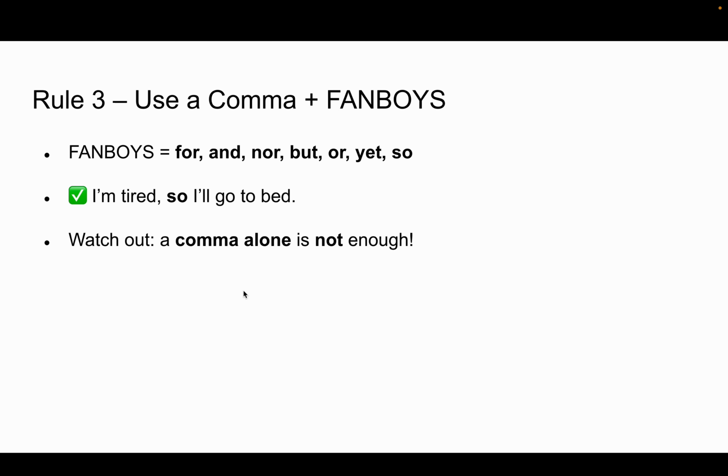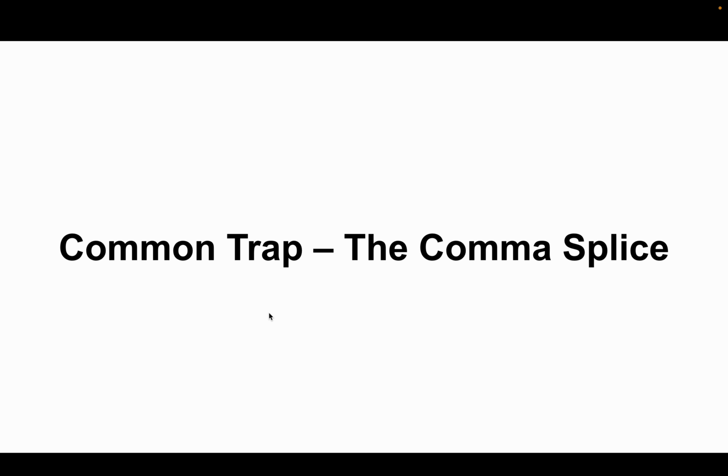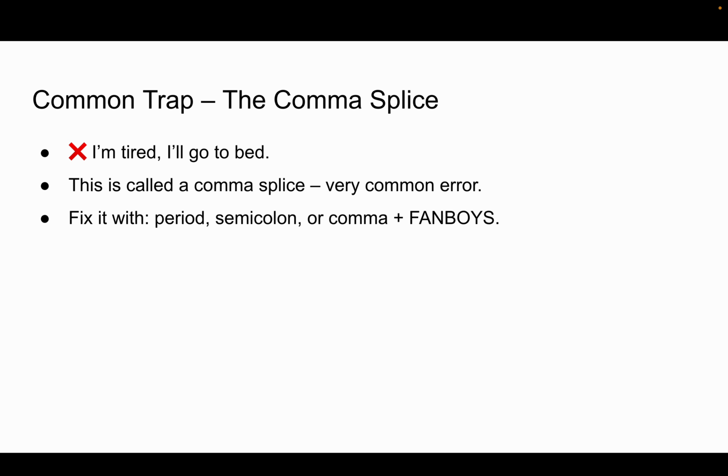And something to remember here is a comma by itself is not enough to join two independent clauses. If we were joining these two sentences and didn't have the word so, that would be an incorrect connection. That is essentially what is called a comma splice, which we'll cover in the next slide. This is one of the things that is tested frequently. It's a trap where you have two independent clauses and you only use a comma to separate them. So for example, I'm tired, comma, I'll go to bed. This is called a comma splice.